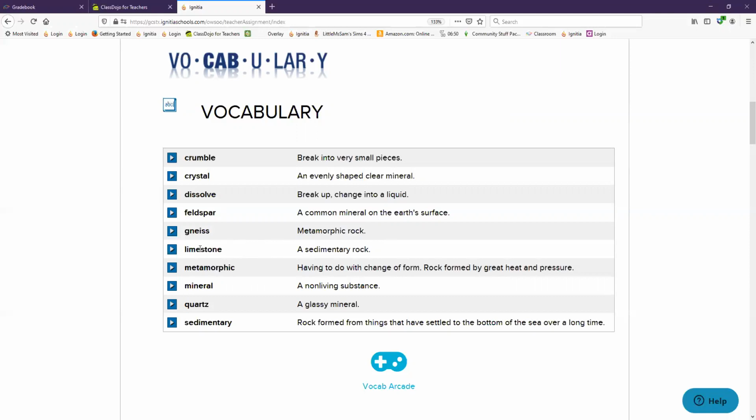Change. Limestone. Now there's an interesting video about limestone when we get near the bottom, or a rock that's similar. It's a sedimentary rock. Now remember, sediment has to do with like the rocks and the dirt and the soil. Metamorphic. Here's that word again, metamorphic, having to do with, do you remember the word? Change, having to do with change of form. Rocks formed by great heat and pressure. Here's mineral, a non-living substance like a rock. Quartz, a glassy material. I know when I was younger, I found lots of quartz rocks, very pretty.